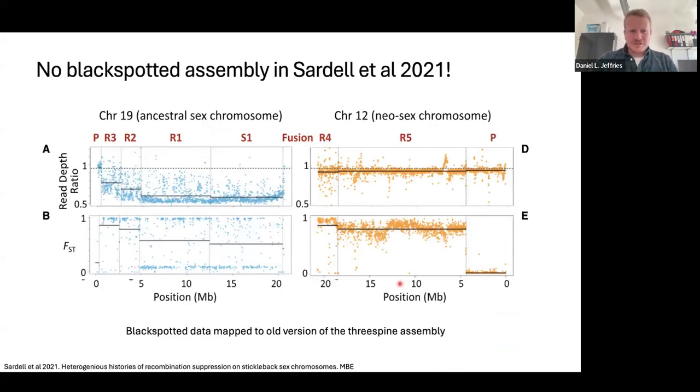In the black spotted, that wasn't the situation. This Sardell et al. paper had data from black spotted aligned against an old three spine assembly. And so they inferred their strata across chromosome 19, which is this blue side here, based on change point analysis of the distribution of both read depth and FST. The issue is that you're drawing a line in a rainbow in a lot of cases when you're trying to do this, and it's very difficult to decide where one stratum ends and the other one begins when you don't have really clean breaks and large differences between the age of strata.